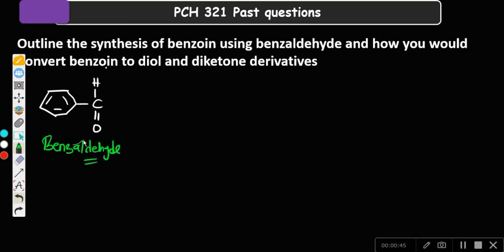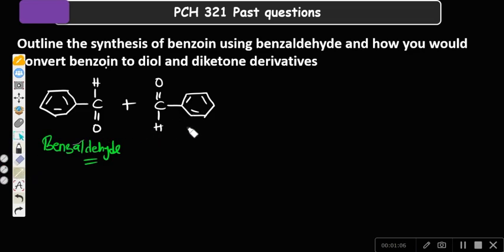Now, for this reaction to be feasible, you have two benzaldehyde that are reacting. So you have another benzaldehyde that is reacting. But in this case, I'm going to draw this one up. They are still the same thing, not much difference. Then we are going to have it like this. All right, this is another benzaldehyde.